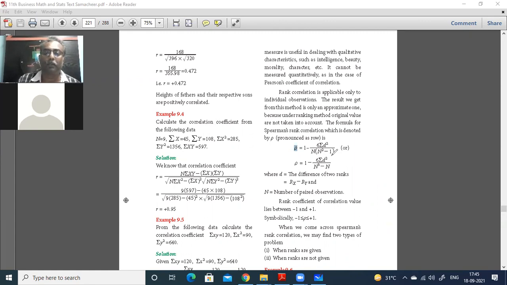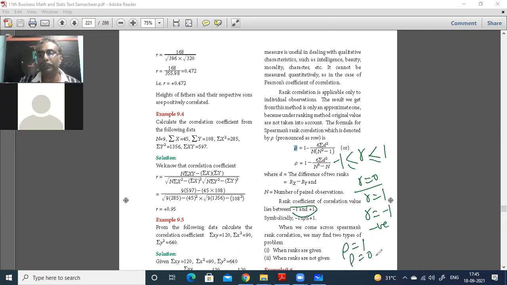Now, this also will have a value between minus 1 and plus 1. Rho, like R, is less than or equal to 1 and greater than or equal to minus 1. What is the idea? If R equals 0, there is no correlation at all. If R equals 1, there is perfect positive correlation. R equals minus 1 is perfect negative correlation. Same way here, rho equal to 1, 0, or minus 1 means the same thing.